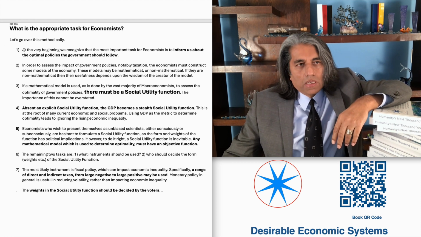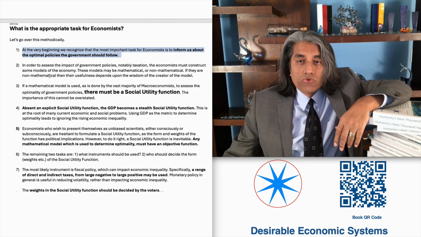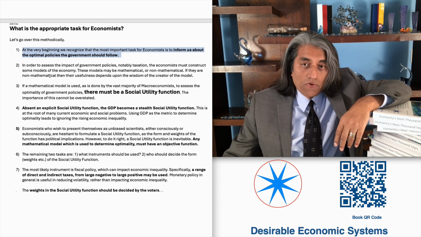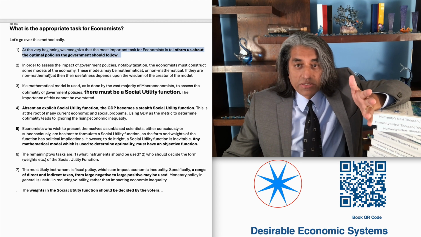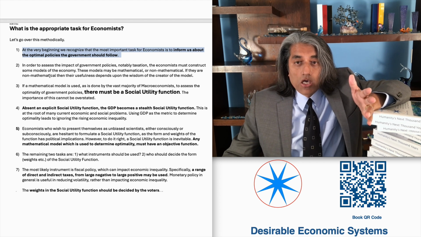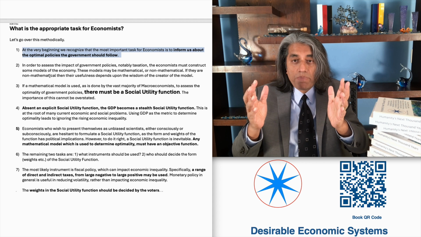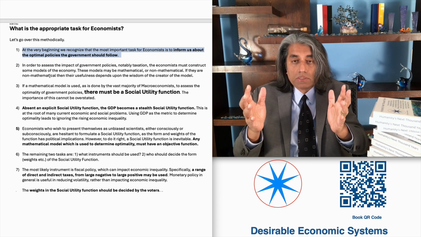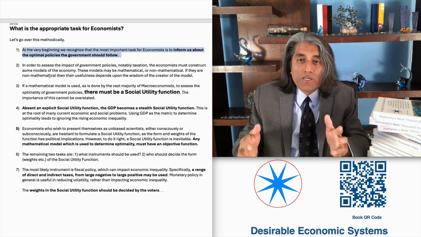So we recognize that the important task for economists is to tell us what policies the government should follow. Okay, so that's an important task, right? It's very important because we want the society to succeed, and the economic policies the government follows have a very large impact on whether the society succeeds. And we generally look to economists to tell us what those economic policies should be.